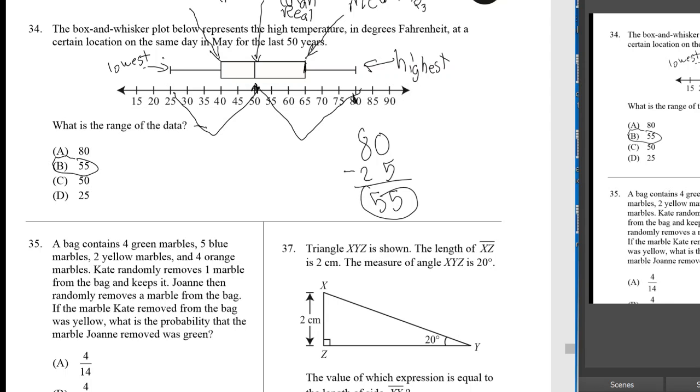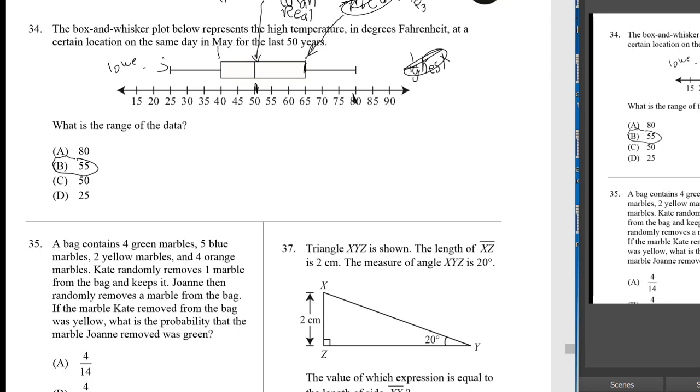Now, they'll likely not give me something this simple, because some people will just guess to do 80 minus 25. Often what they'll do is ask for what's known as the interquartile range, and I'll show you how to solve for that really quickly. I'm just going to cross this out. So what if they asked me for the interquartile range?